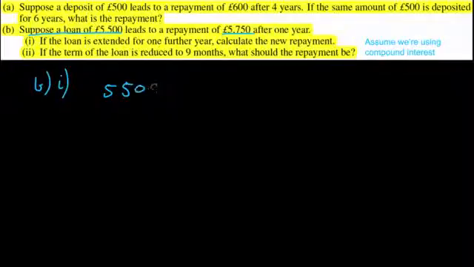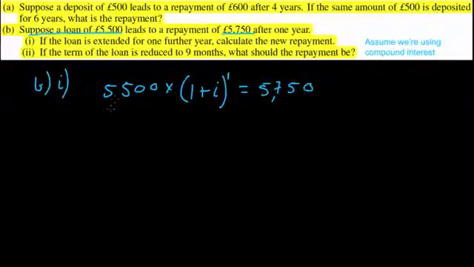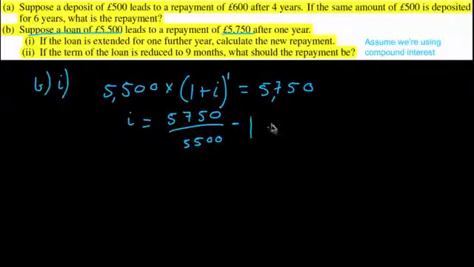So we start off with £5,500. We times it by some interest rate, and we're using compound interest. It's not simple interest. It's only being compounded once. We don't need that 1 there, but we'll put it there. It's going to become 5,750. So to find out I, it's going to be 5,750 divided by 5,500. We don't need to get rid of this one because otherwise we're just going to put it to the power of 1. We're going to minus 1 here, and that's going to give us our interest rate.